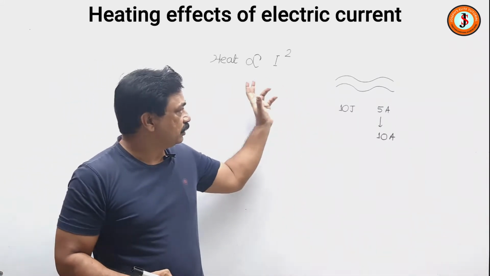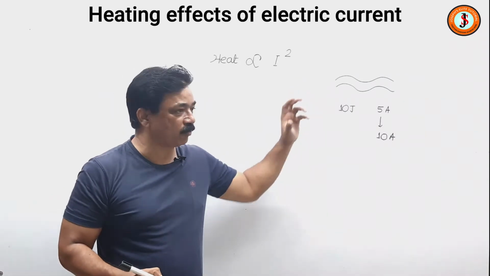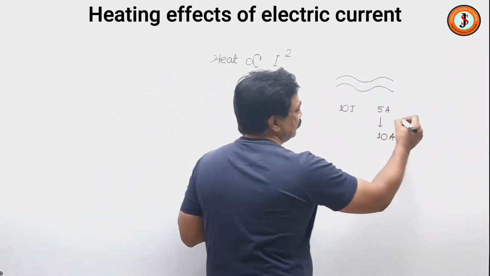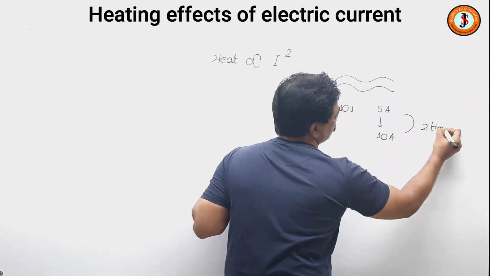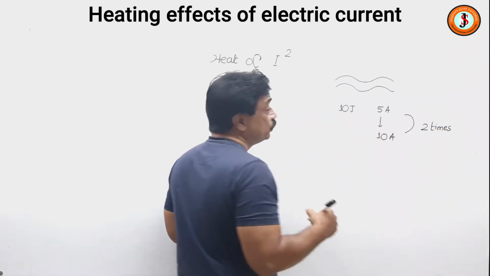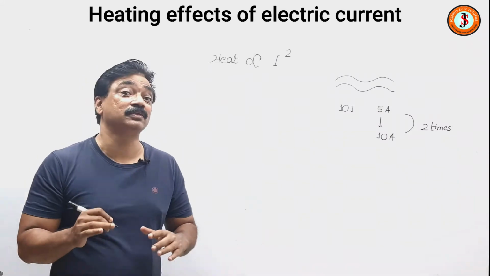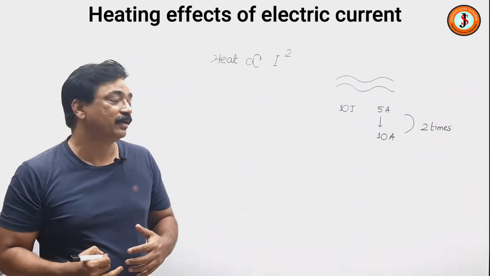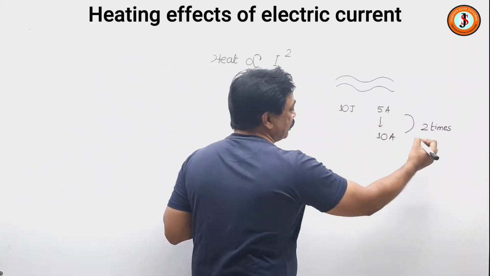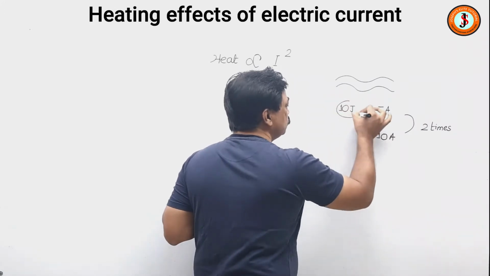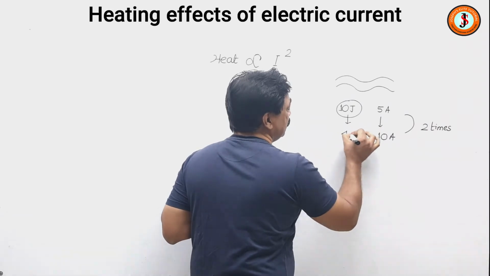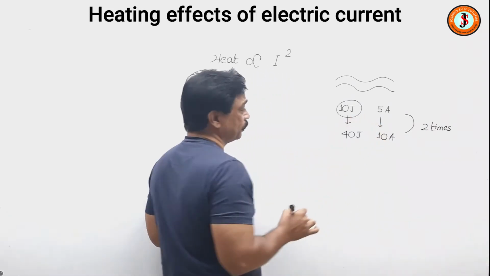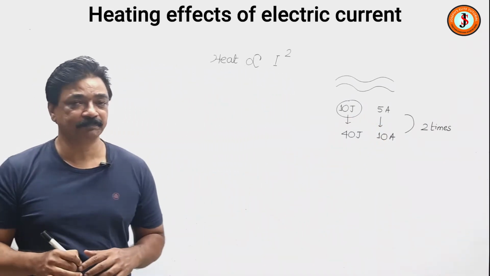Heat is directly proportional to the square of current. The change you have brought is 2 times, isn't it? Current has increased 2 times, so the heat will increase by the square of that increase. That means it will be 4 times. When we had 10 joules, now we have 4 times more, so the heat produced will be 40 joules. This is what you have to keep in your mind.